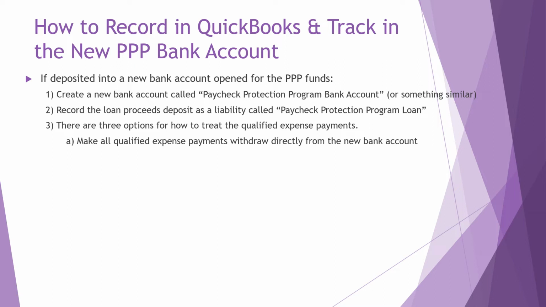So for example, whenever you make a mortgage payment, you've got principal and interest. Only the interest portion is going to be forgiven. So if you have your lender of the mortgage have the payment draw out of your PPP bank account, part of that withdrawal going towards principal is not going to be able to be forgiven.